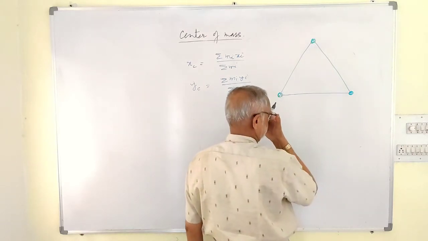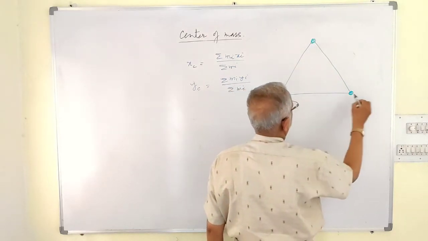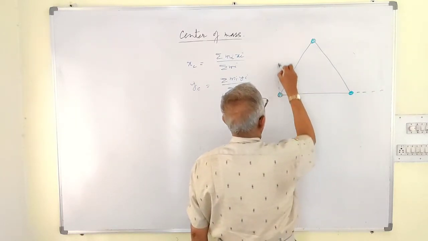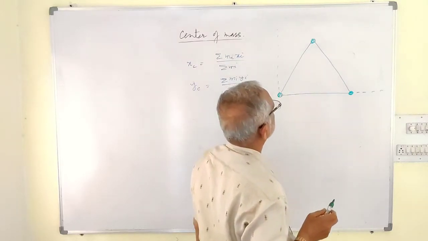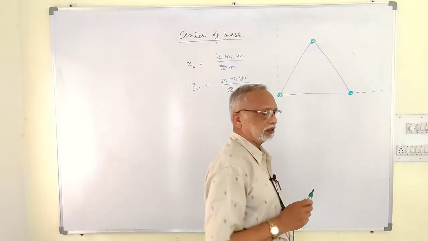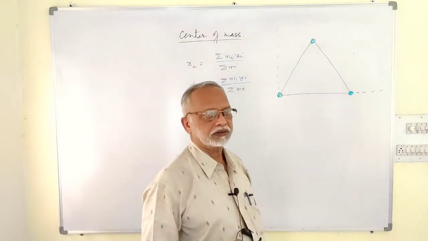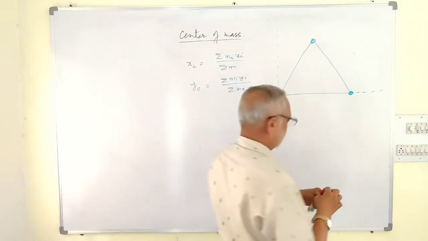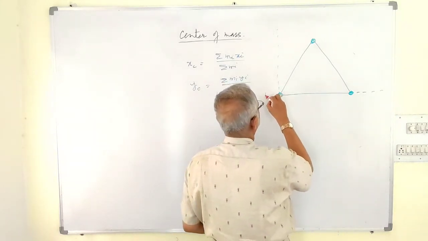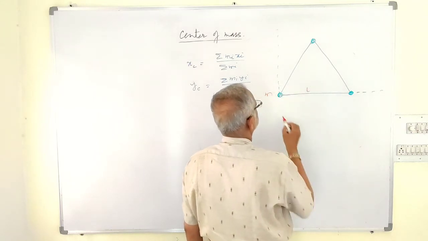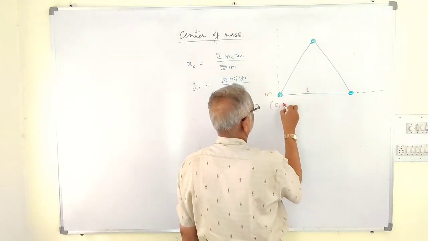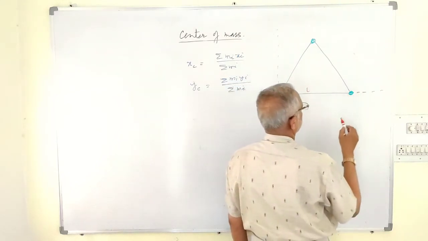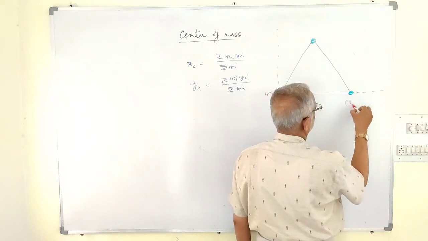placed at the corners. Suppose they are arranged such that one body is at the origin, one body is on the x-axis, and the third one is present somewhere in the xy plane. Suppose each body has got mass m, and the length of this side is L. What can be the coordinates of this body since it is at the origin? 0, 0. Since it is present on the x-axis, its coordinate will be L, 0.